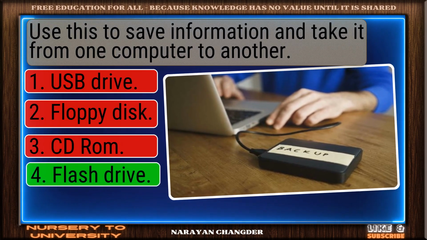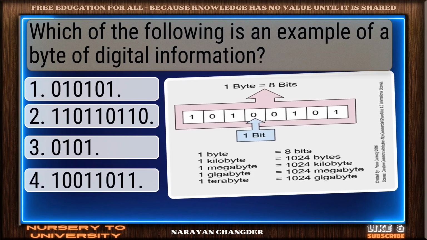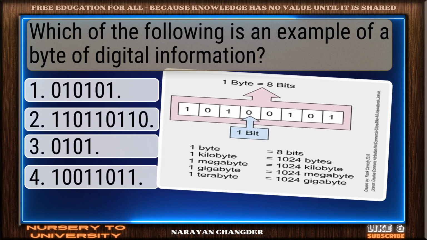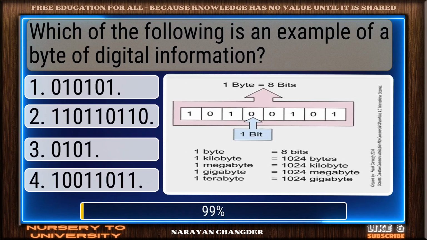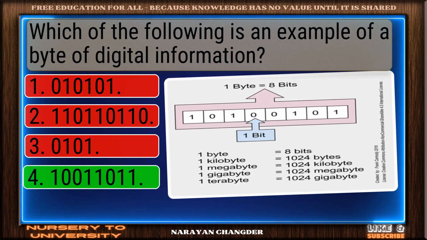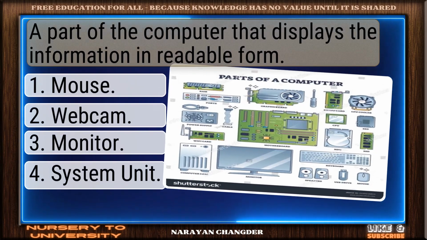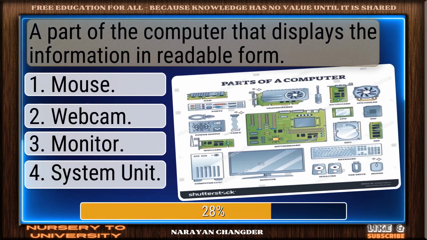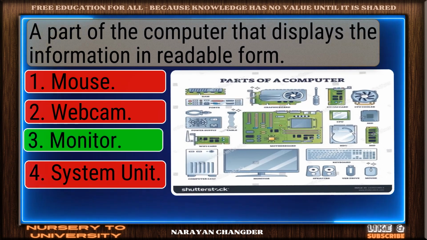You're right. Flash drive is correct. Which of the following is an example of a byte of digital information? Solid response. 101-11. A part of the computer that displays the information in readable form. Bravo. Monitor is the answer.